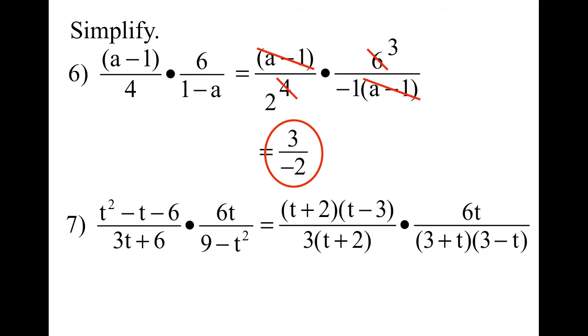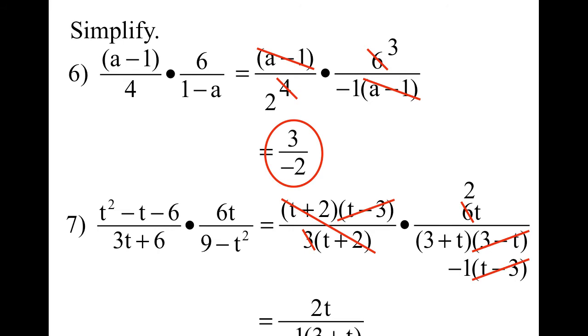All right, now check your work. Got a pair of t plus 2's, binomials that I can cancel out. I can cancel out a factor of 3. And remember, I can rewrite that 1 as negative 1 times the quantity of t minus 3, and then my t minus 3's cancel out.